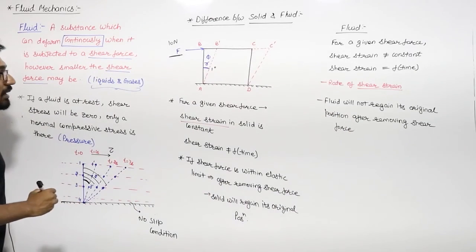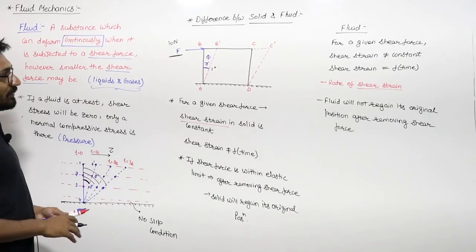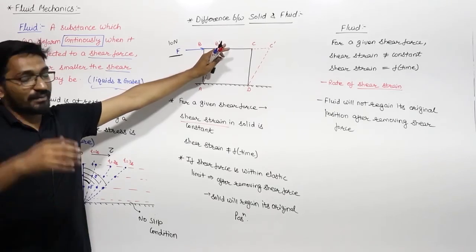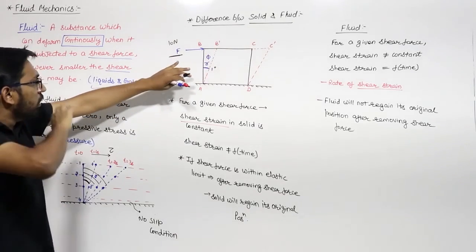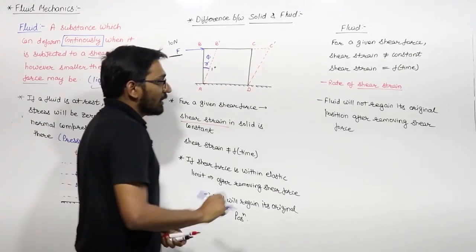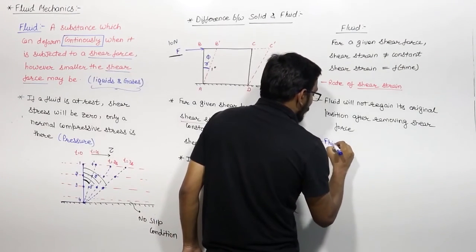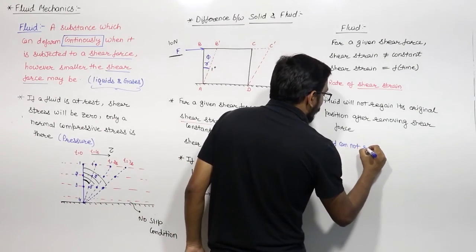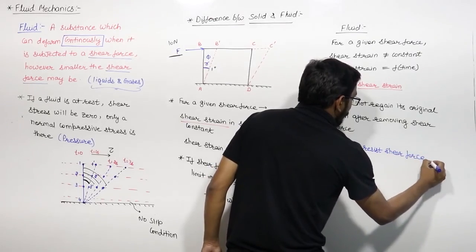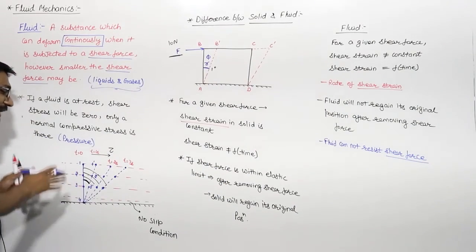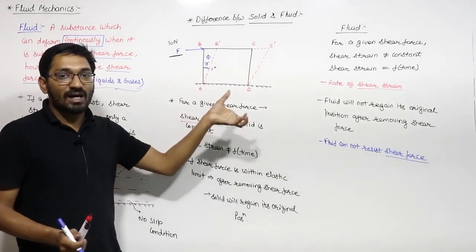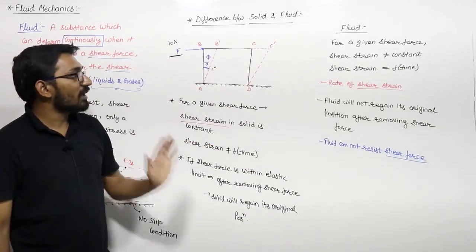And from here you can see that the solid will have a tendency to resist this shear force. After coming to some particular constant angle, this solid will resist the shear force. But fluid will not have this tendency. Fluid cannot resist shear force. It means that as long as the shear force is acting, fluid must flow. It is not like the solid that can resist a shear force. So this is the difference between solid and fluid.